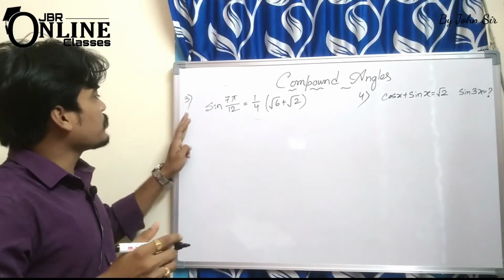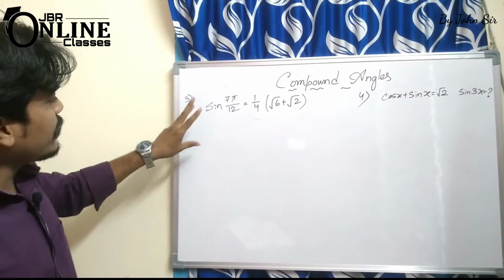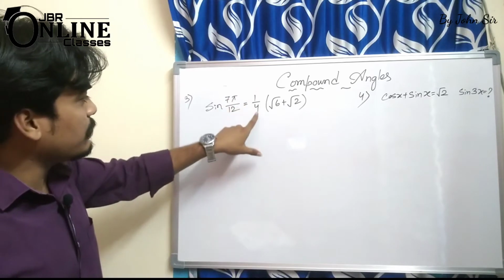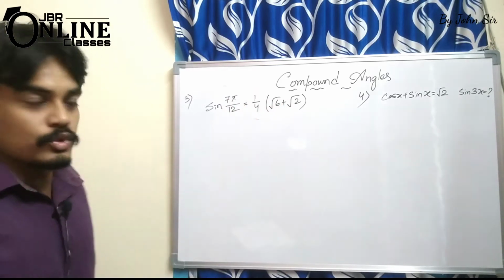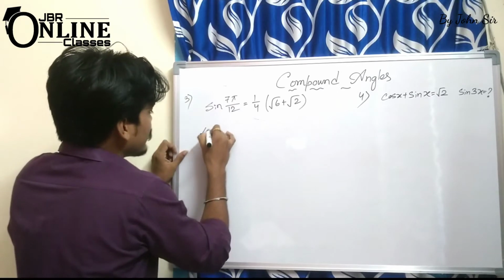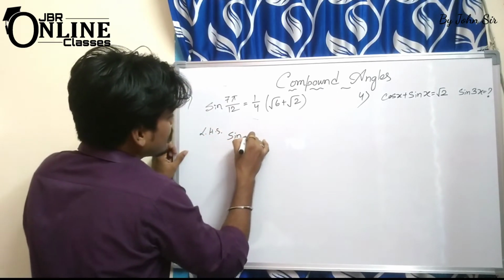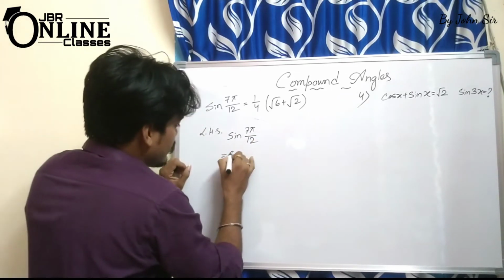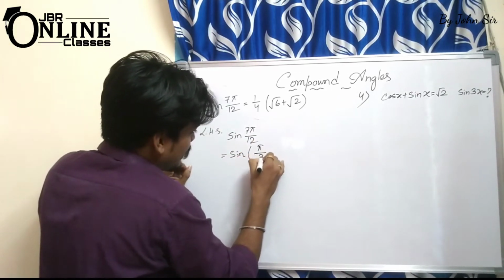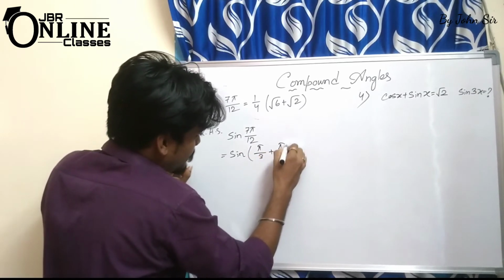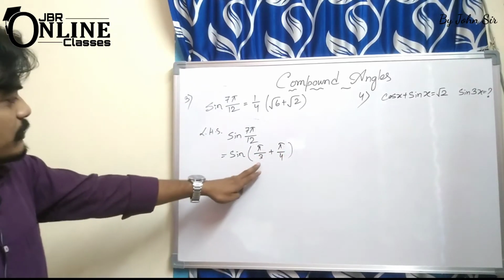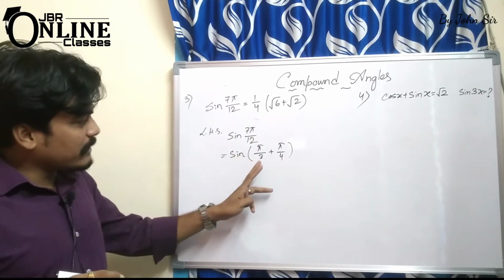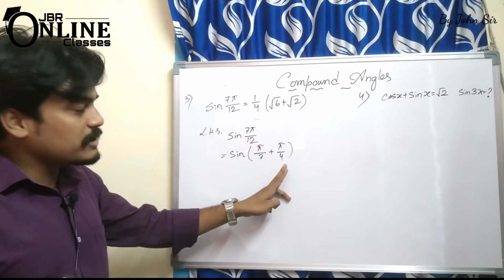So here the next problem number 3. In problem number 3 you have to prove that sin 7 pi by 12 equals 1 by 4 root 6 plus root 2. Okay, so here in the left hand side just write down sin 7 pi by 12. Okay, so 7 pi by 12 we can write as pi by 3 plus pi by 4. Okay, so here pi by 3 plus pi by 4 makes 7 pi by 12. Now you know that pi by 3 means 60 degree and pi by 4 means 45 degree.